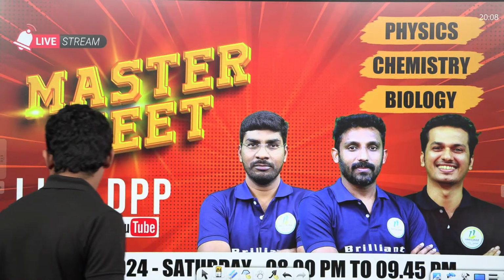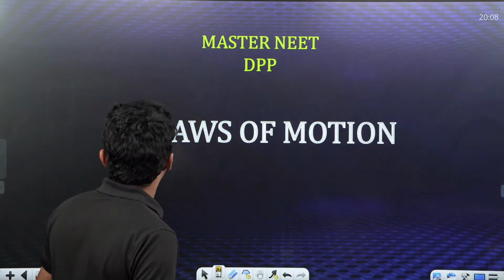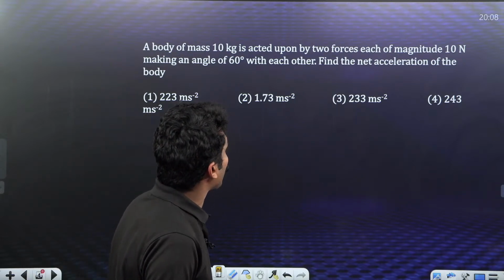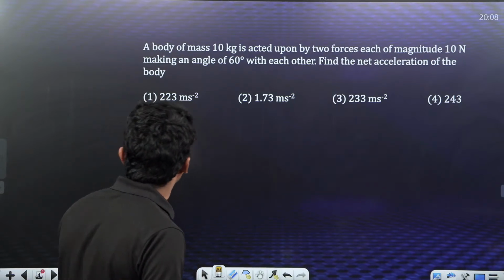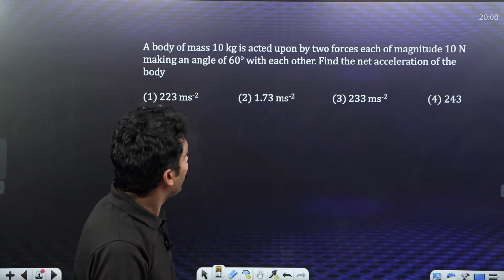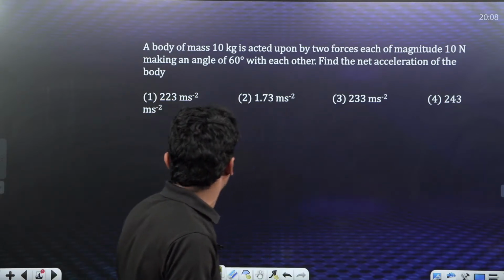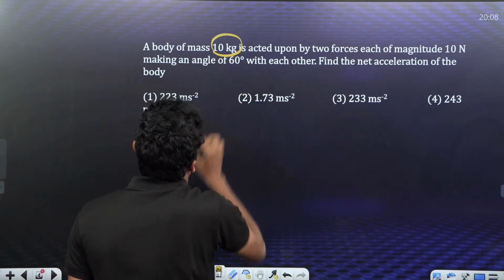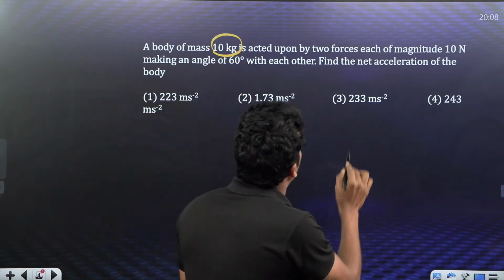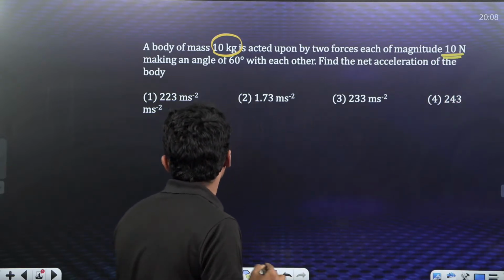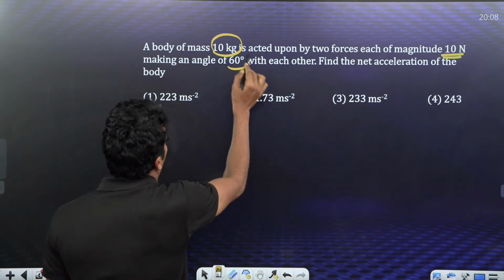Okay, questions. First one: a body of mass 10 kilogram is acted upon by two forces, each of magnitude 10 Newton, making an angle of 60 degrees with each other. Find the net acceleration of the body. Clear? Here a body of mass 10 kilogram is under the action of two forces which are equal in magnitude, 10 Newton, but directed at an angle of 60 degrees.